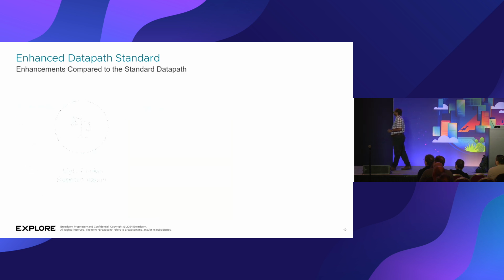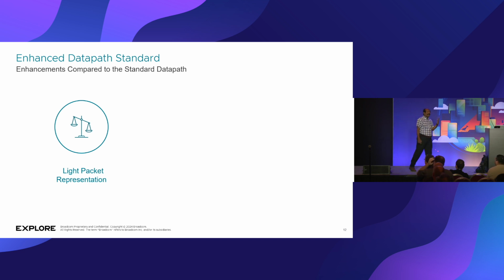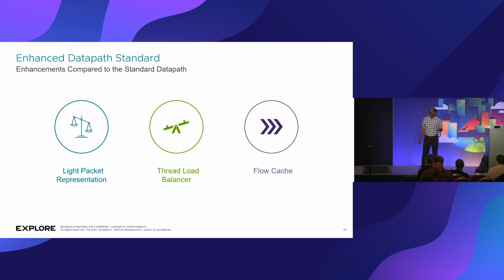All right, so there are 3 main components at the heart of the enhanced data path standard. One is a completely redesigned packet representation that's almost half the size of what we have today, and that by itself optimizes the performance and the CPU utilization on these packets. The second thing is what we call the thread load balancer, and we'll dig a little more into this to understand what that is. And then an enhanced way to look at the flow cache too.